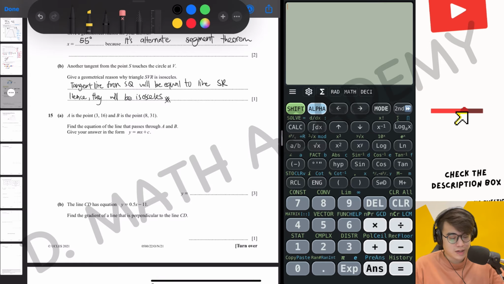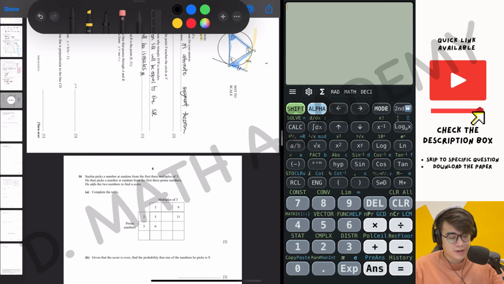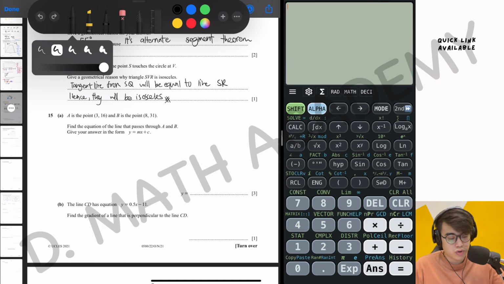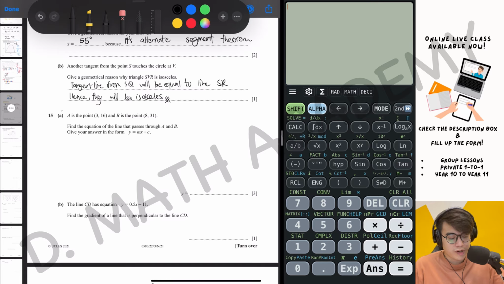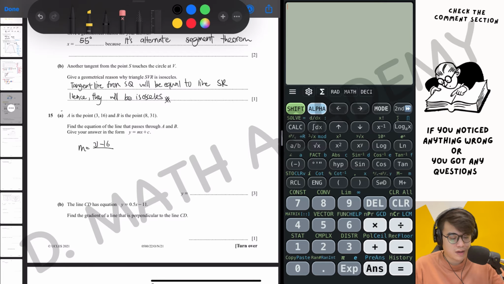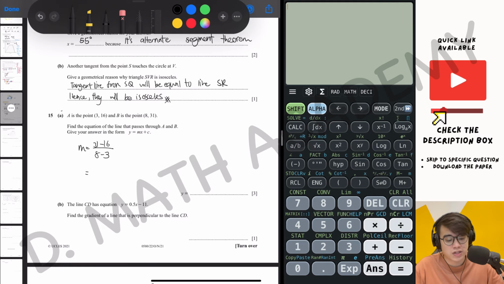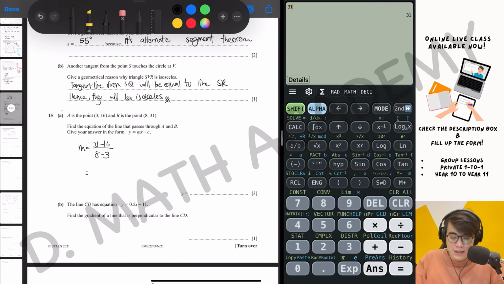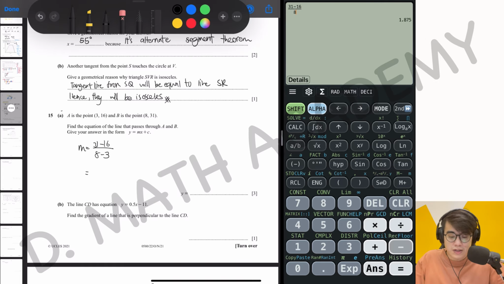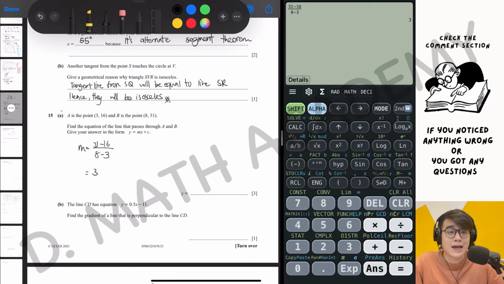So for this, I have to identify our gradient first. That is by taking 31 minus 16, then 8 minus 3. For those who don't know what's happening, this is by using y2 minus y1 over x2 minus x1. 31 minus 16, and then you have 8 minus 3 down here. You will get your gradient as 3.